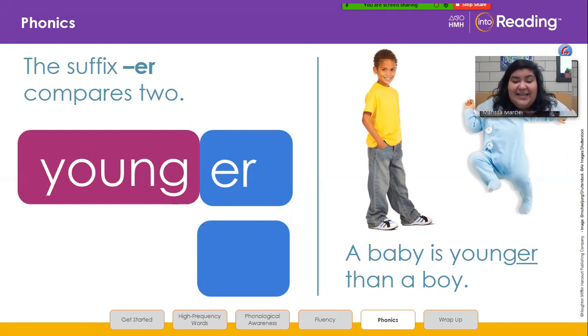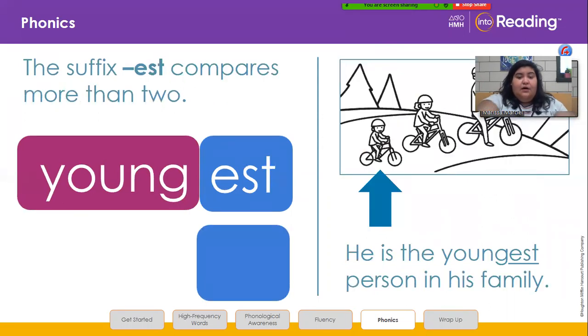A suffix is an ending added to a word to change its meaning. The suffix ER is a new syllable. So now we're going to read it together. It's younger. First it's young and we add the ER and it becomes younger, right? All right. We can use the suffix ER to compare two people or things, like in the sentence under the picture. Let's read it. A baby is younger than a boy. All right, so now we're moving on, okay?